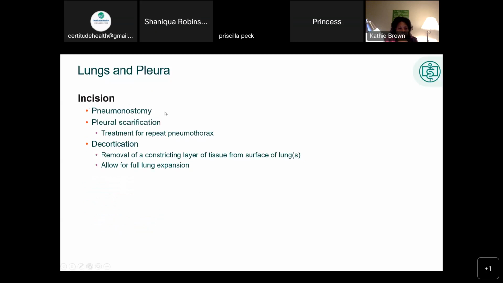Now, they may need to do a pneumonostomy. Remember that the word root pneumono means lung. And another new term, decortication, is removal of a constricting layer of tissue from the surface of the lungs, and it also allows for full lung expansion. I don't have an example of when they would do something like that, but I can imagine if the lungs are constricted, for whatever reason, maybe dead tissue, that they need to remove surface tissue to help with the expansion of the lungs and help with the flow of air.